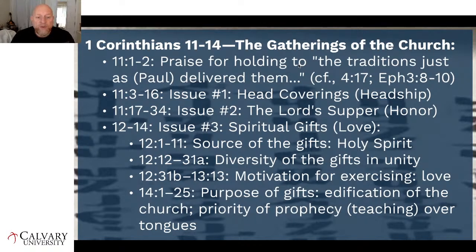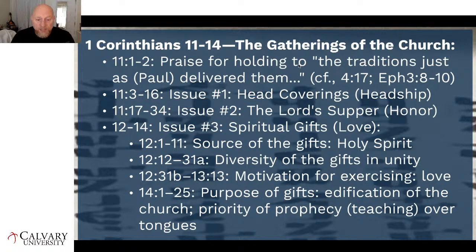And in 12:1 through 11, he talks about the source of the gifts, which is the Holy Spirit. 12:12 through 31, he talks about the diversity of the gifts in unity, that the church is one body, but not everyone's an eye, not everyone's an ear, and that's a good thing. Then 12:31 through chapter 13, the motivation for exercising spiritual gifts should be love.